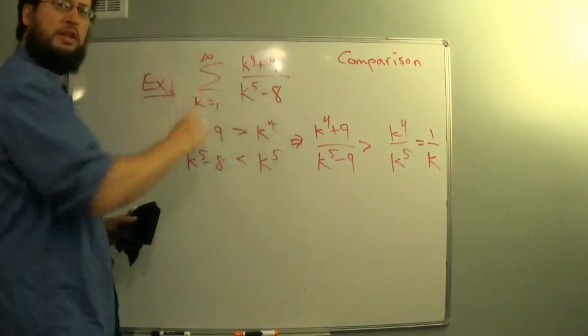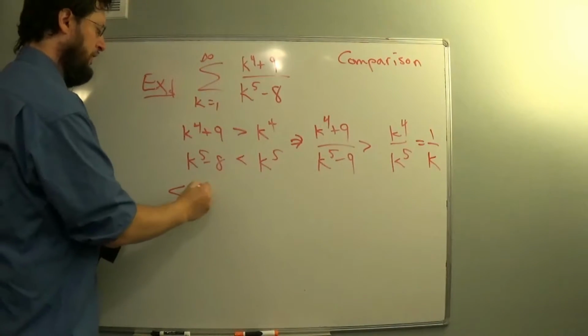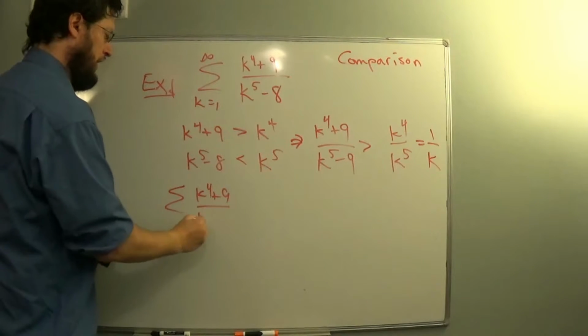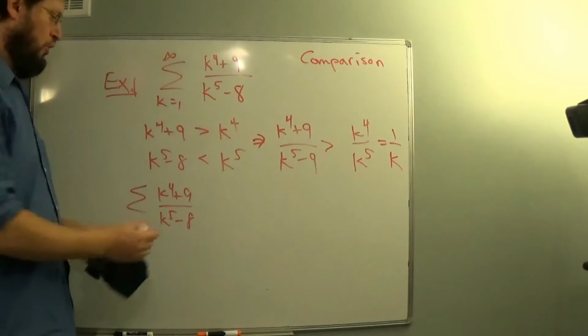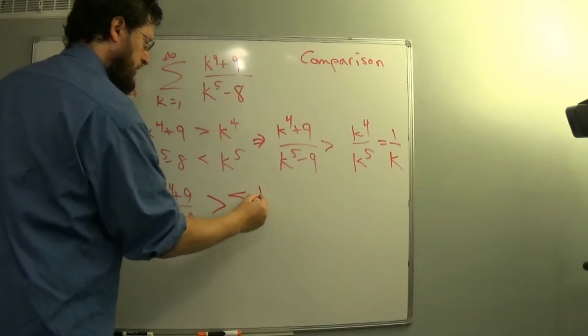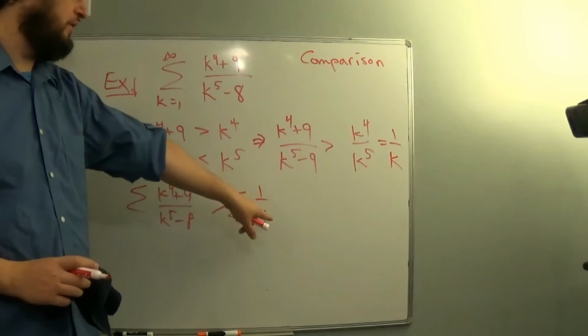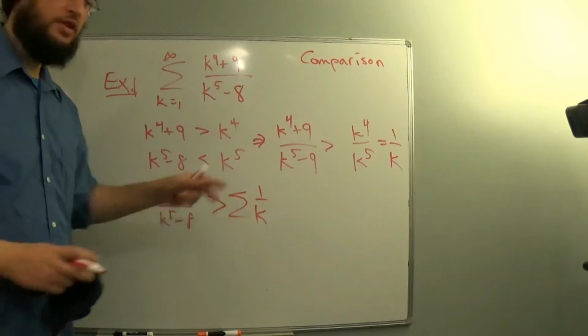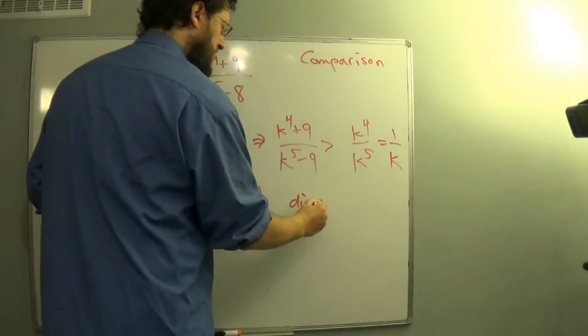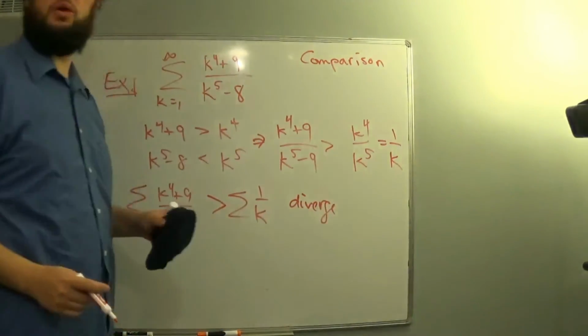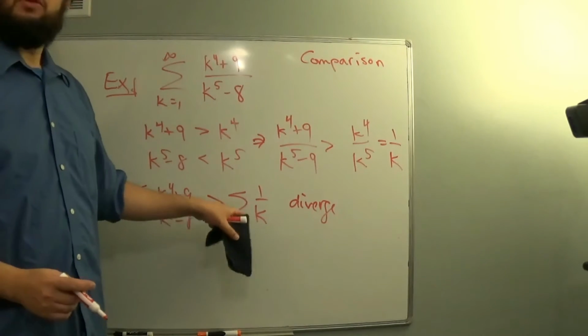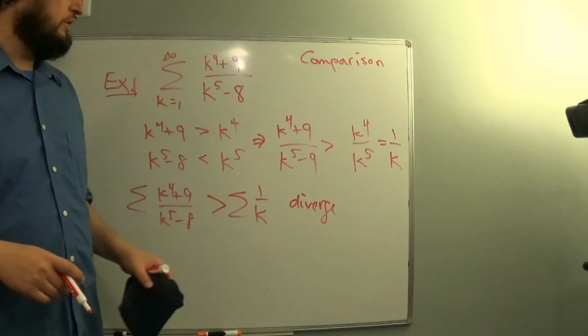So the series that we're given, the sum of k to the fourth plus 9 over k to the fifth minus 8, is always bigger than the sum of 1 over k, because the terms here are always bigger than the terms here. But this one diverges, because that's a p-series with p equal to 1. And a p-series with p equal to 1 or smaller will diverge.